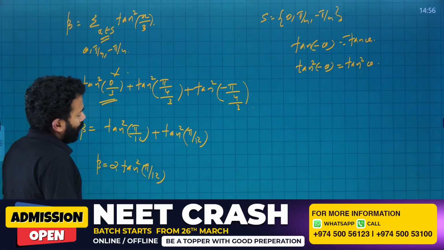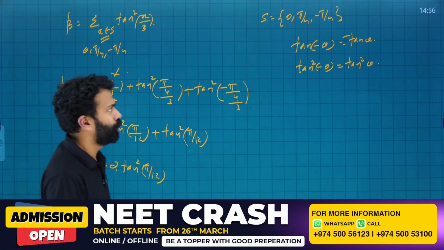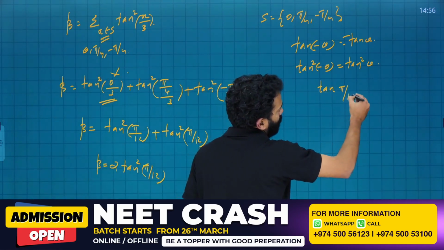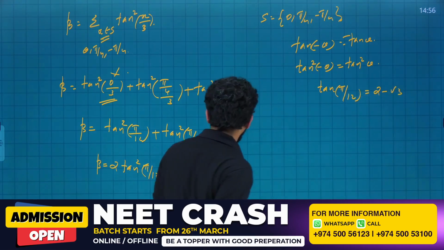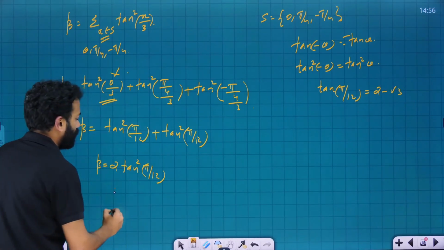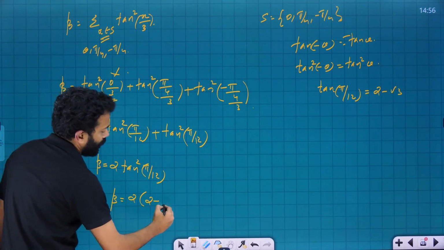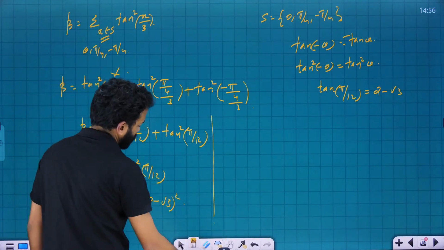Okay. So, what is tan pi by 12? Tan pi by 12 means tan 15 degree. Okay. And what is the value of tan pi by 12, which is equal to what? 2 minus root 3. Okay. Therefore, beta will be what? Beta is equal to 2 into 2 minus root 3 the whole square. So, what is 2 minus root 3 the whole square?